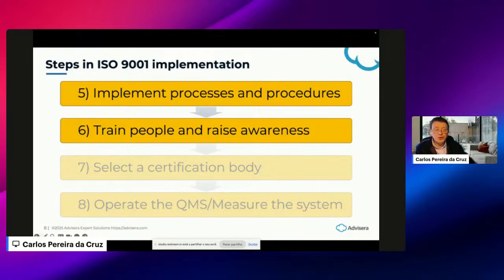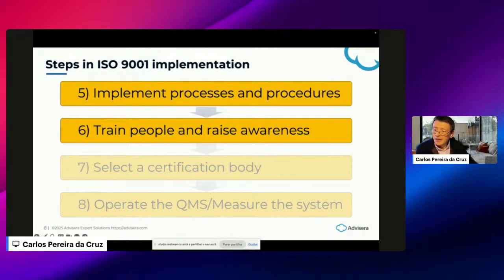Okay, so employees should be trained on what ISO 9001 is and why it's being implemented, alongside specific training on any changes to the processes they're involved in. By the way, during the Q&A, I have a slide where I speak about this, the importance of training and the importance of awareness, okay?